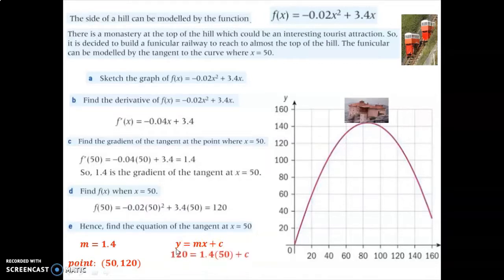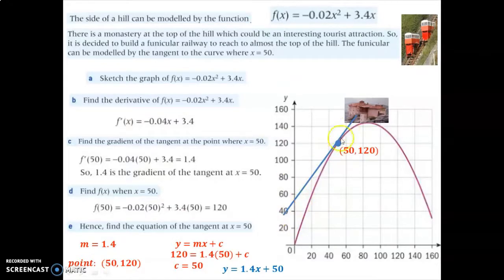So we're going to replace y with 120. We're going to replace x with 50, and then we're going to put the slope in here for m. This allows us to solve for c. Okay, solve for c, and that gives us now our equation of the tangent line. Again, the steps were find the derivative, put the x value into the derivative to get the slope, then put the x value into the original function to get the coordinate, and then use the slope and coordinate to create the equation. Here is that tangent line. Here's that point 50, 120. Here is that tangent line, and that tangent line, according to this problem, represents the funicular rail.